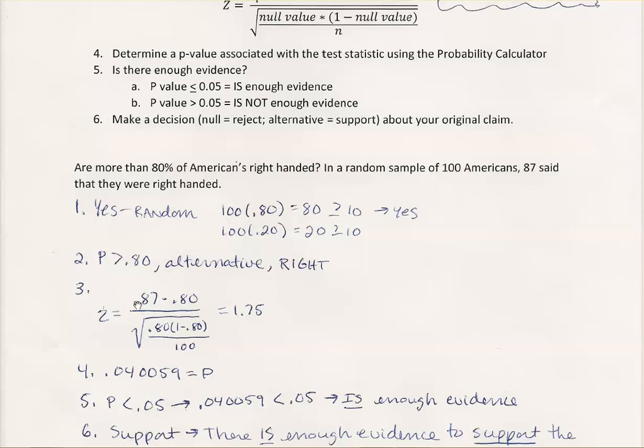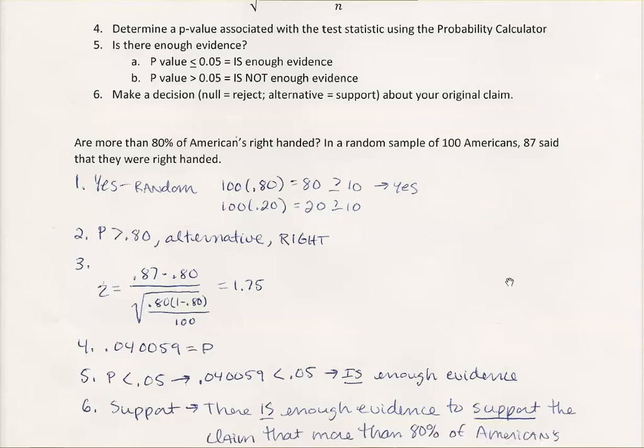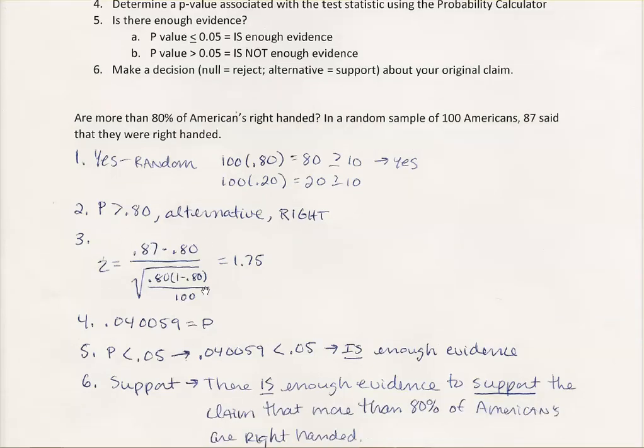So I just want you to be aware, though, that if they said in a random sample of 100 Americans, 60% said that they were right-handed, you wouldn't take 100 times 0.6 because you're looking for the 0.6. That's the part that you want. So you would just take 0.6 and put it into the equation. So go ahead and do this out.